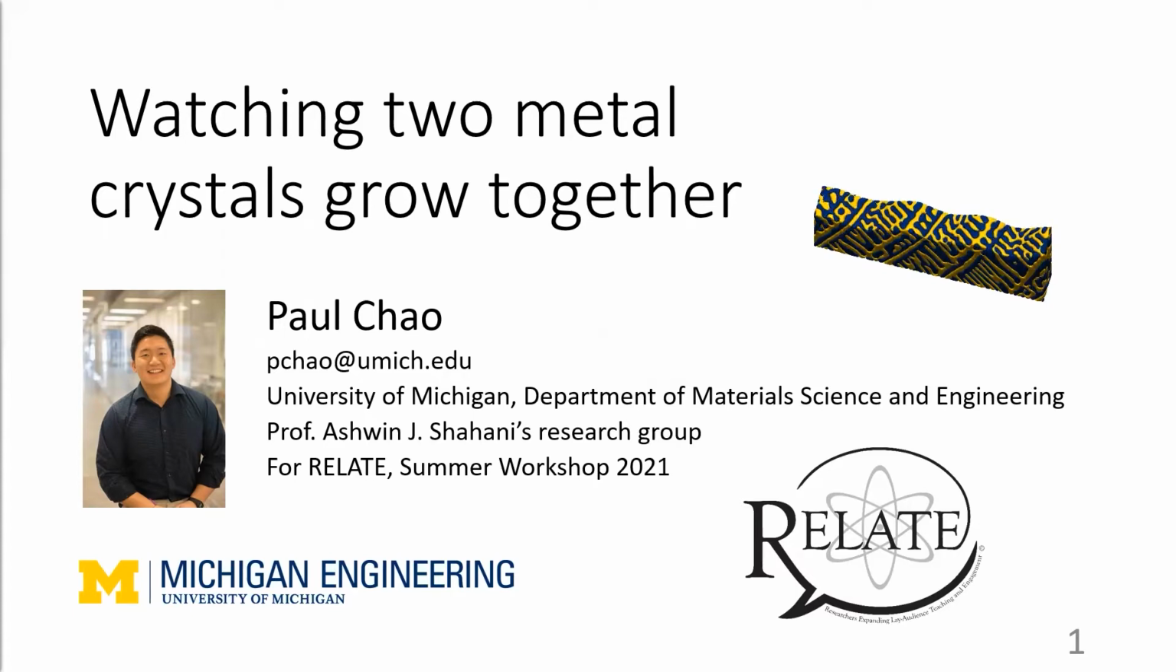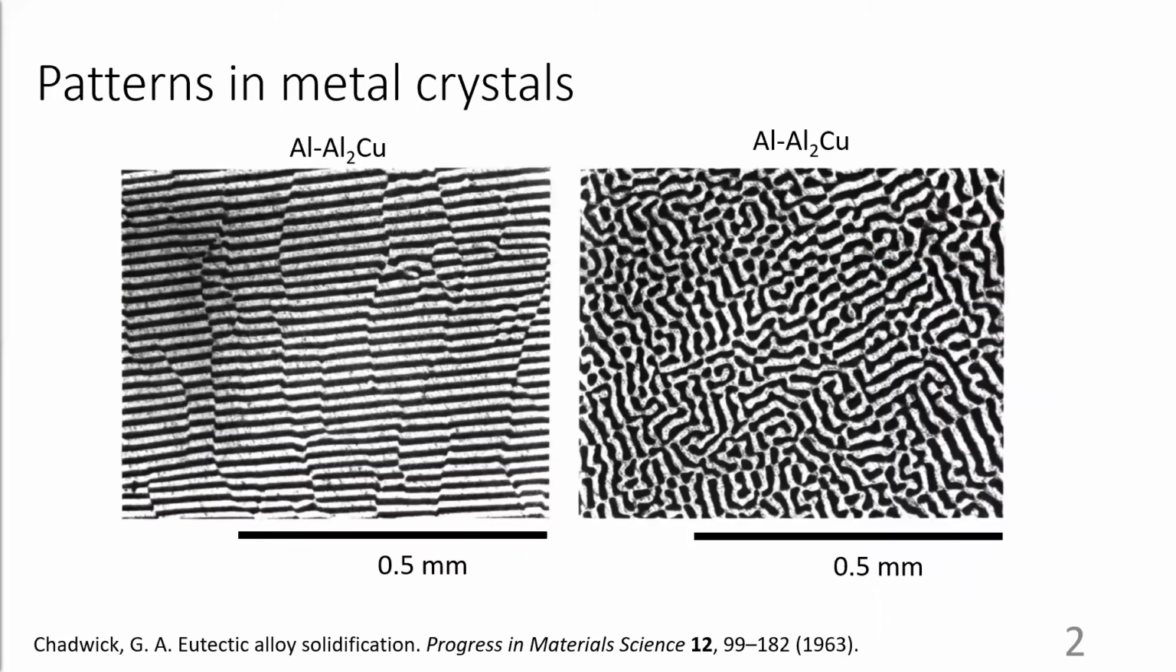Now let's get started watching two metal crystals grow together. So when I talk about two metal crystals growing together, there's been a variety of complex patterns I've observed in the aluminum to copper alloys. On the left, it looks like an ordered layer of metals, and on the right, it appears to be a complex maze. Both of these patterns have been observed in the same alloy, and we will leverage new techniques to gain insight on how these patterns form in real time.